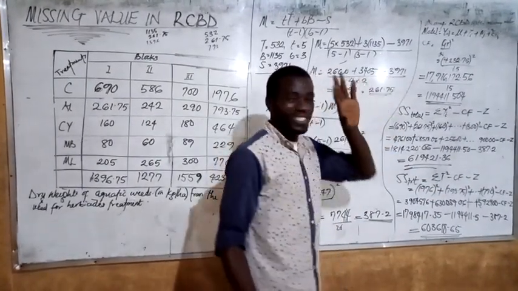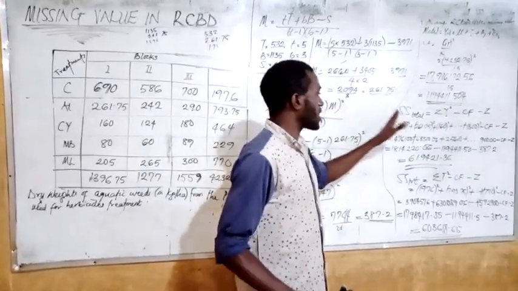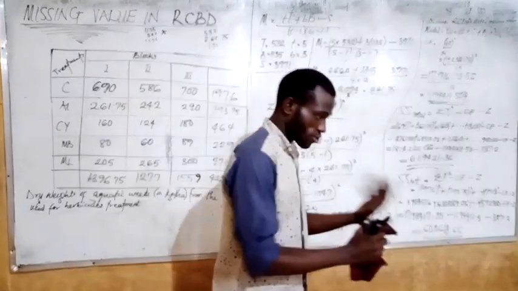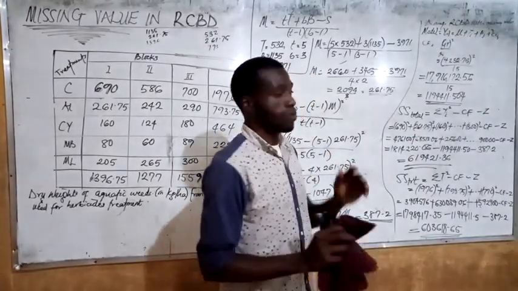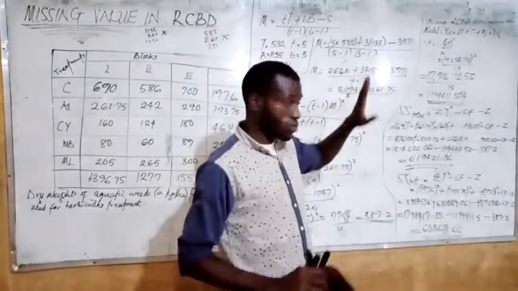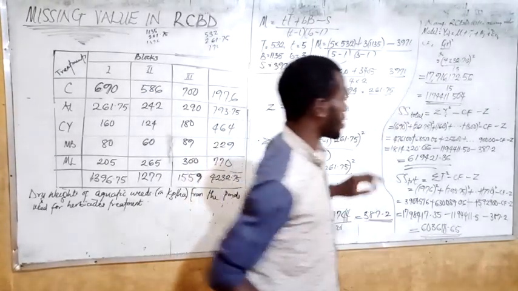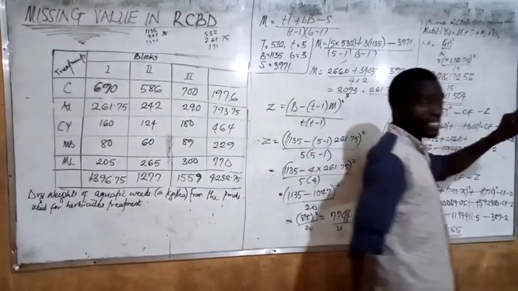Then next, just the normal order. We go through the SS total, then SS treatment, then SS block, then SS error. That is the normal way of solving RCBD. So we just go through the normal steps. The only difference now is that we are subtracting Z.